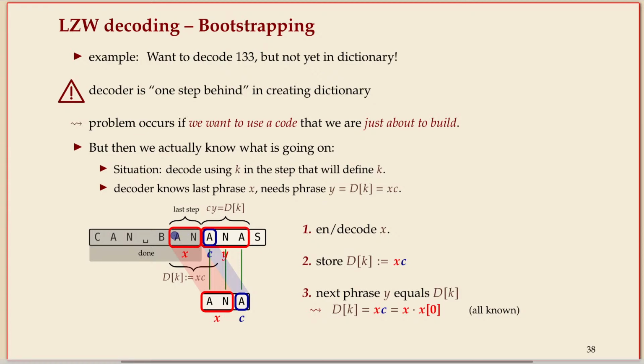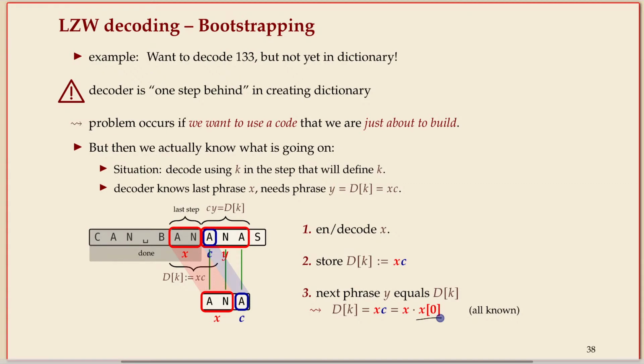But if that happens, we know that this an is the same as this an, and this a here is the same as this a here. So we actually know a lot more about this specific string. And in particular, we know that this C must be the first character of the previous phrase in this case.